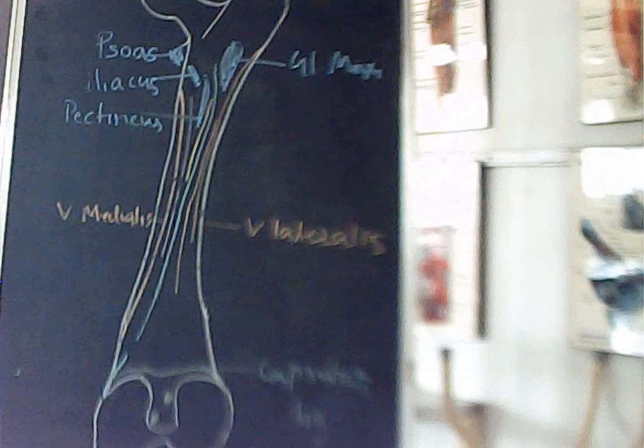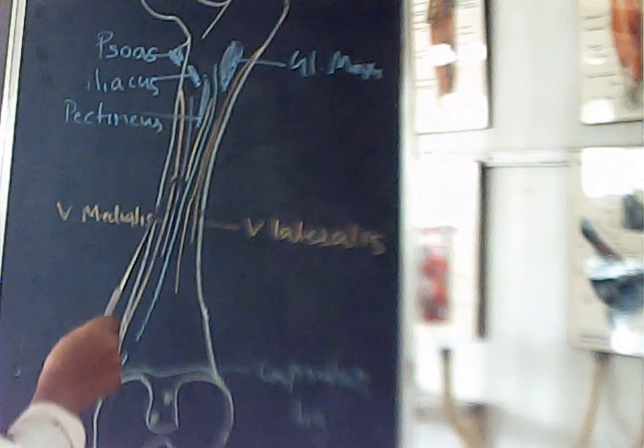So we will see what are the muscles of the anterior compartment, that is quadriceps: vastus medialis, lateralis, intermedius, and rectus femoris. Out of this, vastus intermedius we have seen, which is coming from the anterior aspect of the femur. So the remaining vastus medialis and lateralis muscles are separated from the medial compartment by the medial intermuscular septum, and from the posterior compartment by the lateral intermuscular septum.